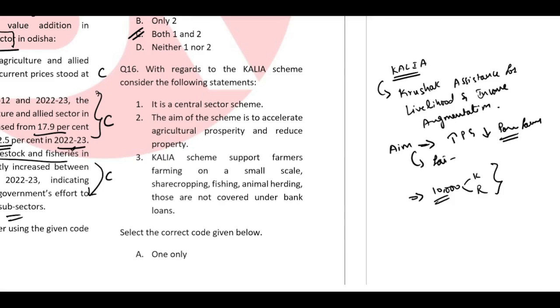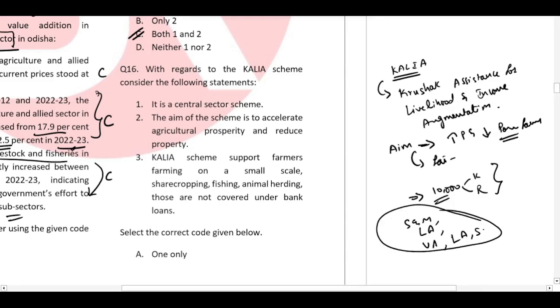And the crop loans will be given interest free. Who are all covered under this scheme? The small and marginal farmers, landless agricultural households, vulnerable agricultural households, landless agricultural laborers, sharecroppers, all the vulnerable section of the farming community, everyone is included in the Kalia scheme.